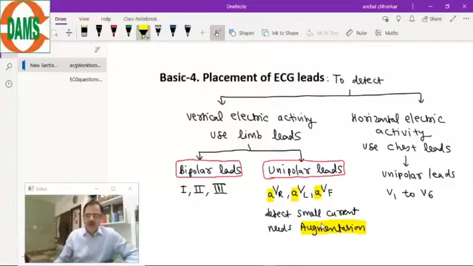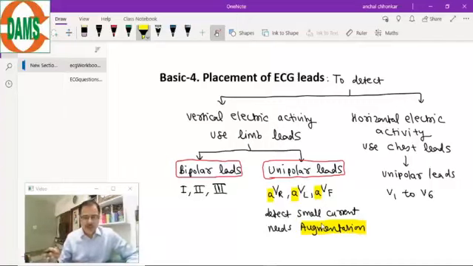While for horizontal electrical activity, which is from the endocardium to the epicardium, we place the galvanometer electrode on the chest. They are also unipolar leads. So we will use the word V1 to V6. No augmentation is needed because they are directly over the heart. They detect a large current, a large activity. So no augmentation is needed for these unipolar leads.